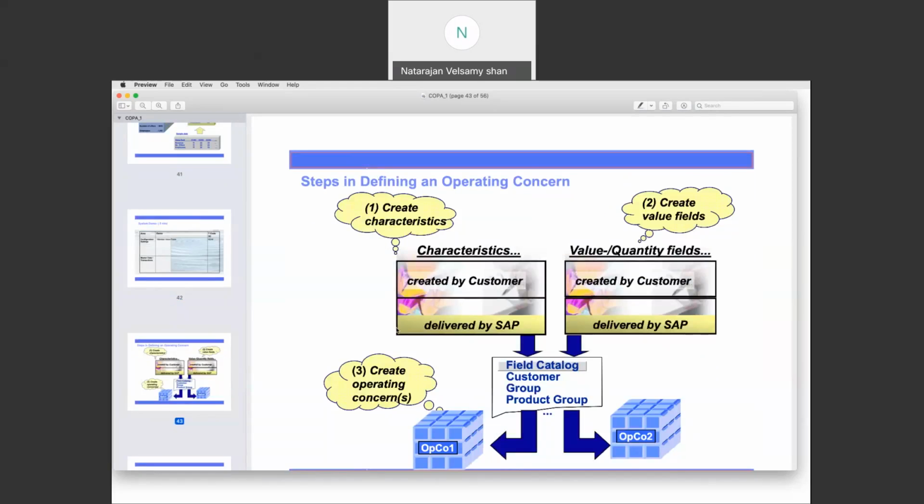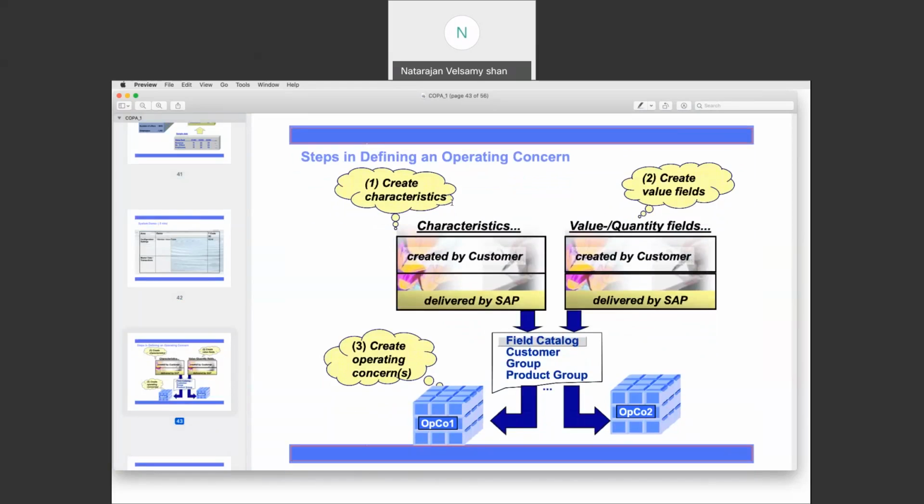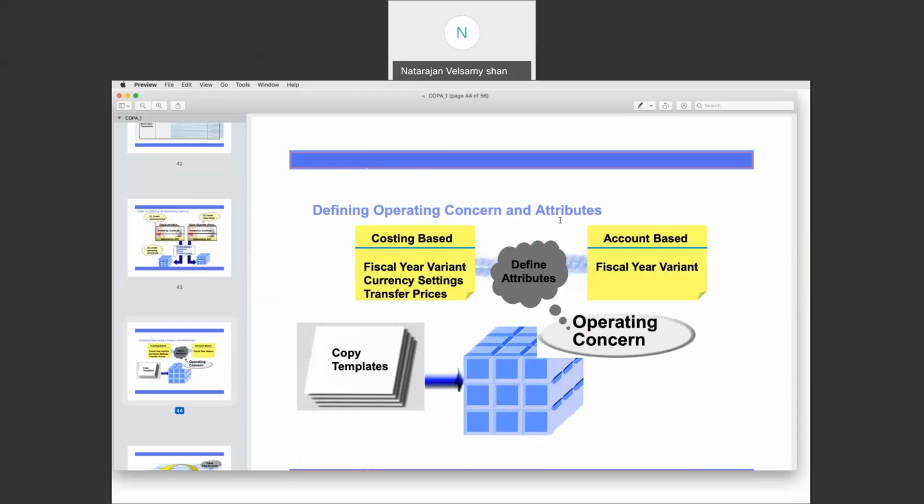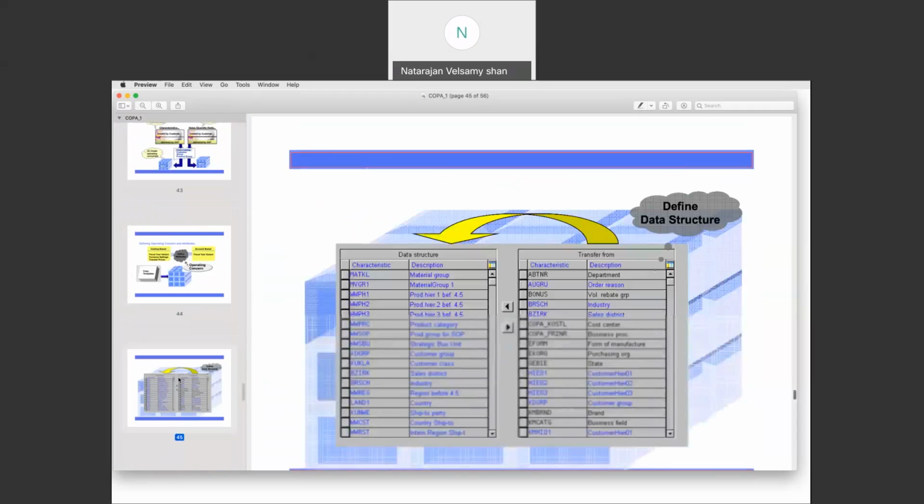Steps in defining an operating concern: create characteristics, create value fields, and create the operating concern. Once you create characteristics and value fields, it creates a field catalog, which is available at the client level and for the operating concern. From there, you can pull them into the operating concern. The operating concern attributes are costing-based, fiscal year variant, currency, and transfer prices. For account-based, there is the fiscal year variant. You can copy these attributes and make changes. Then for the data structures, you can transfer from the operating concern whatever you want.